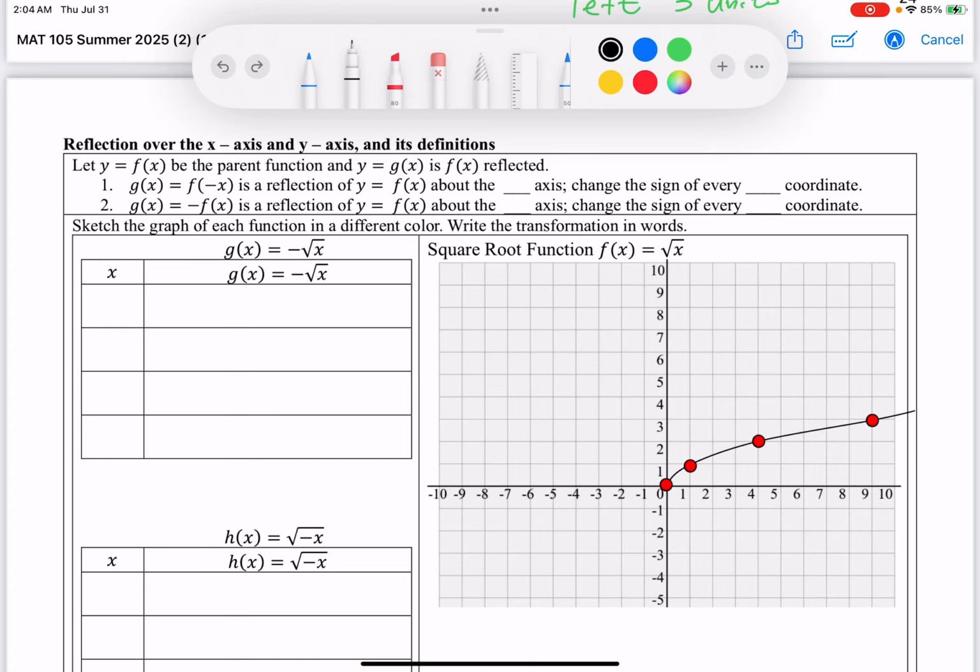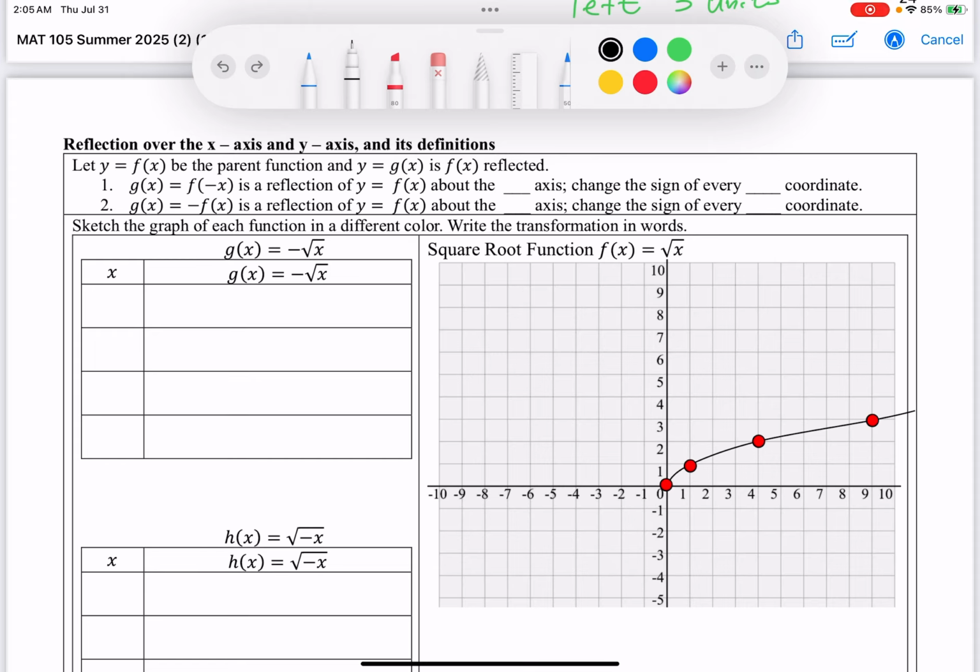Change the sign for every blank coordinate. So f of negative x is a reflection across some axis. And when you reflect across that axis, you're also supposed to change the sign of the blank coordinate. But then number two, if you notice, the negative sign is being multiplied to the function. And this is saying that this is also a reflection about blank axis. And then you change the sign of blank coordinates.